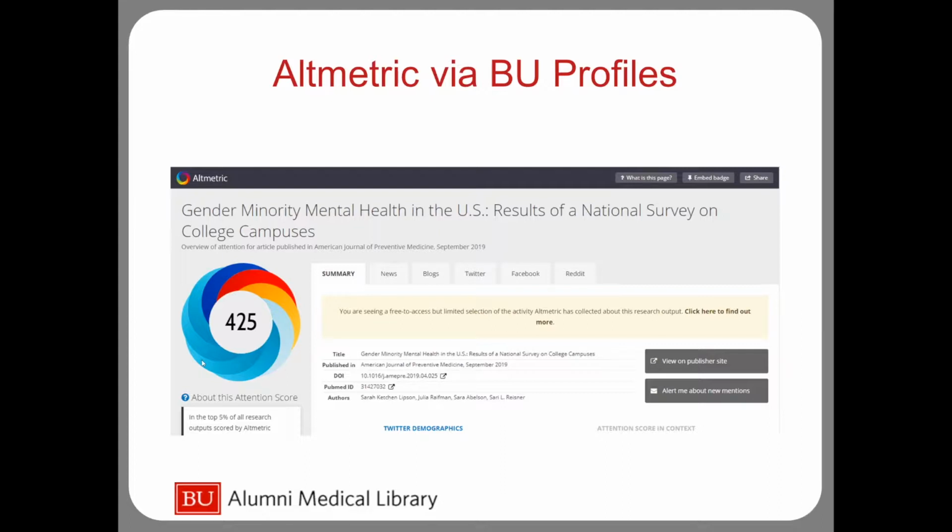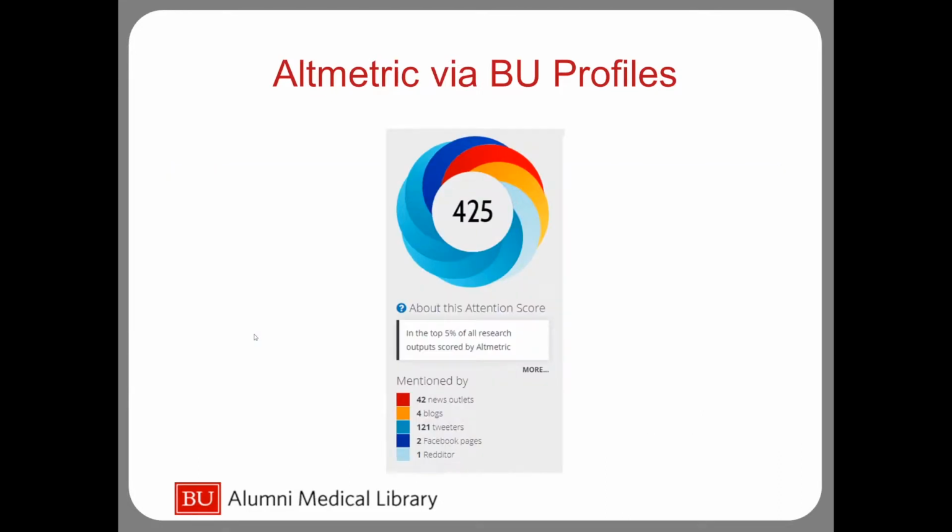And you can see that it tries to give you some information about the results that came back. They call this a rosette, their indicator. This is the overall score of the social media uses of this particular article. To zoom in on this a bit, you can see it has a score of 425. So it's been mentioned in 42 news outlets, by 4 different blogs, 2 Facebook pages, 1 Redditor, but 121 tweeters. So we know that when we look at anything in altmetrics, usually it's people on Twitter, so-called tweeters, that use your resources the most often.